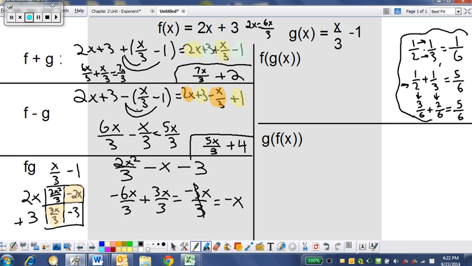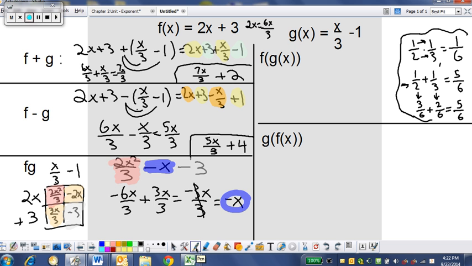If you're not sure where these things come from, I'm gonna start circling where I got it from. Maybe x comes from here. 2x squared minus 3 comes from here. And this last negative 3 comes from here.